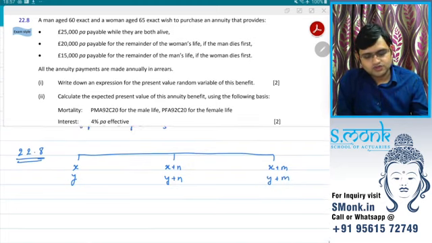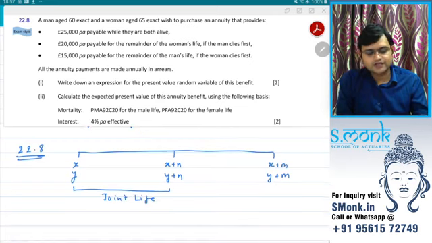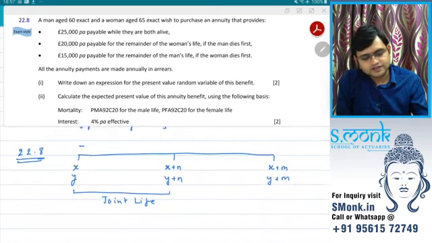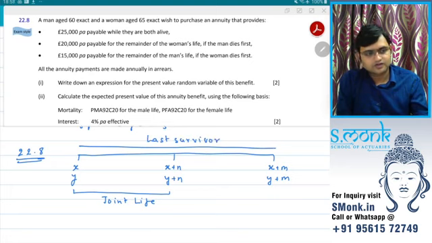So we call this part joint life, right? Both of them were living at this time. That is why it is called joint life. This part is called last survivor. At this point, both lives were living, from taking the policy to the death of the first life, and till the death of the second life, we'll call it last survivor.